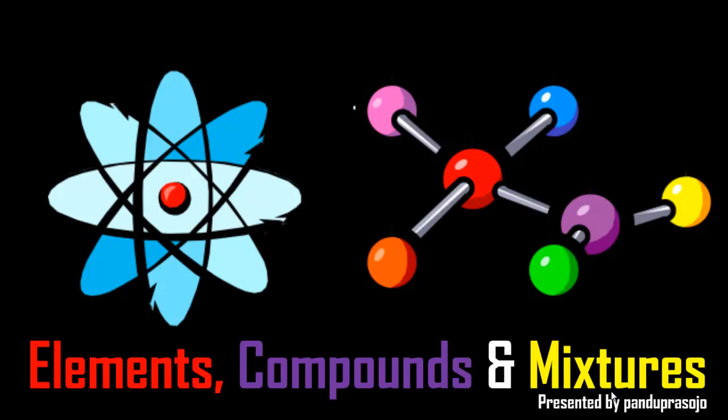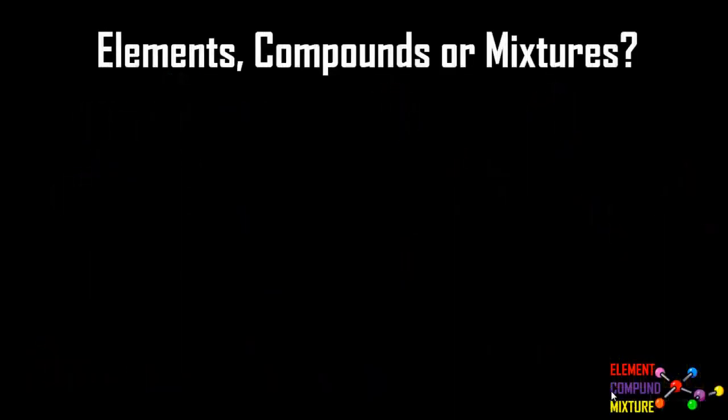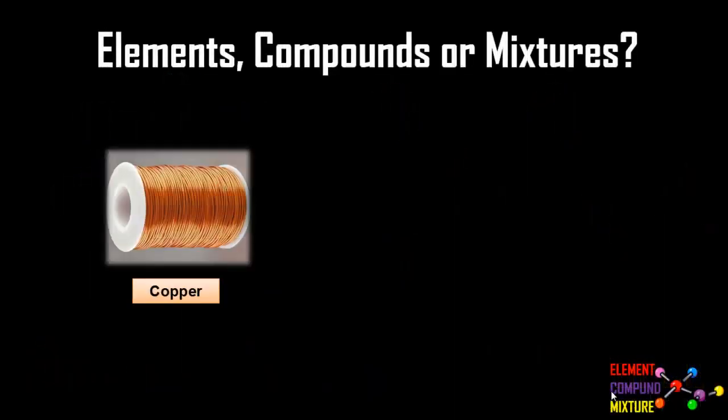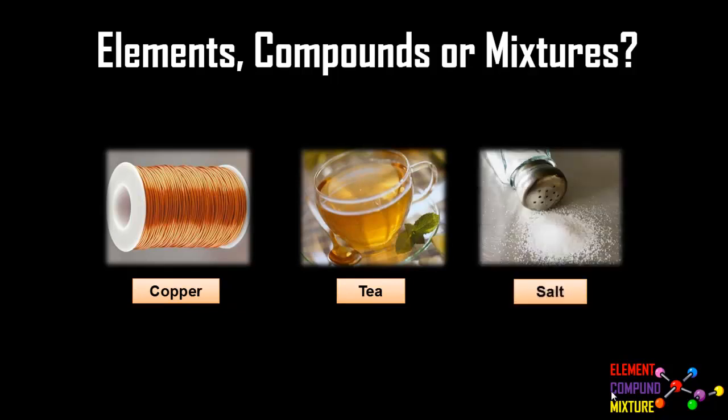And now, in this moment, I will present about elements, compounds, and mixtures. Okay. In this section, I have three kinds of matter. The first, copper, clay, and salt. So, from my matter in this moment, which is the element, compound, or mixture?